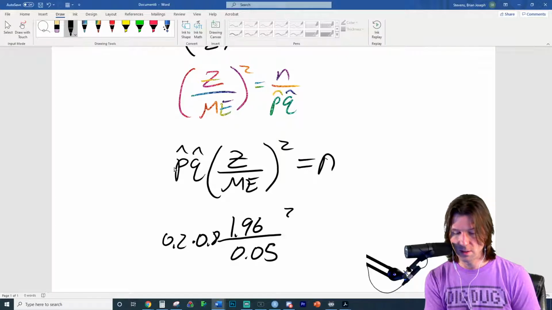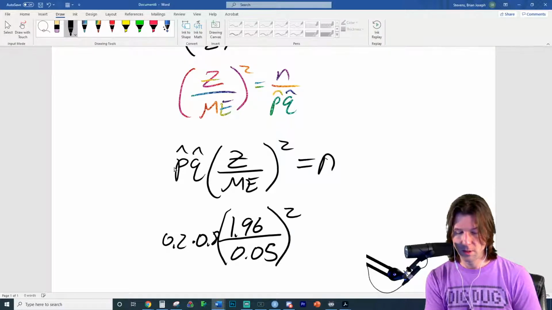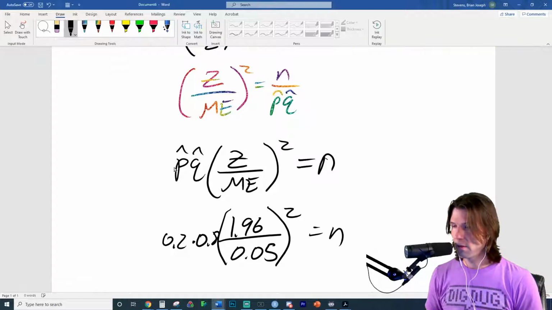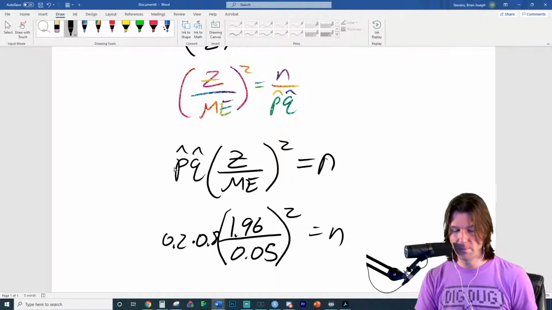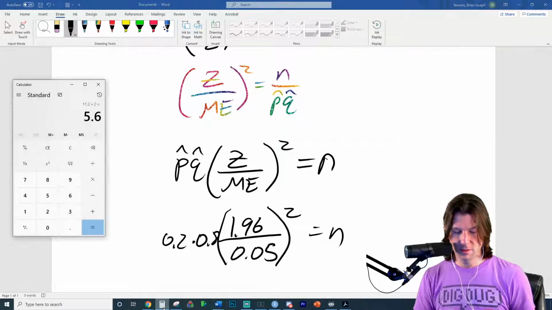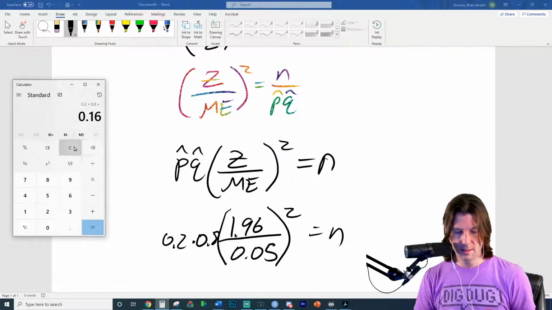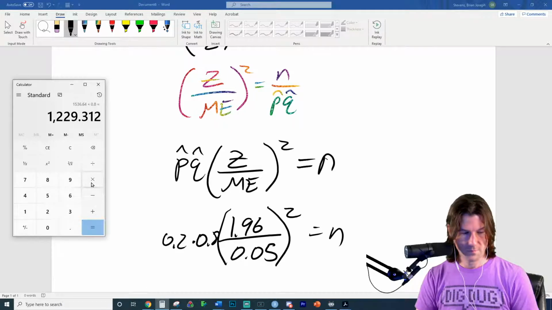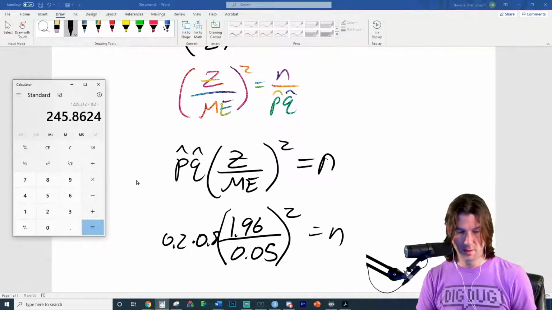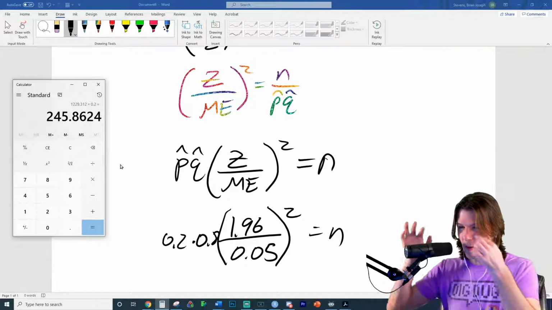And so there we go. That is what n is equal to. And let's do right here. Did it the wrong way. And let's do that. And there we go.